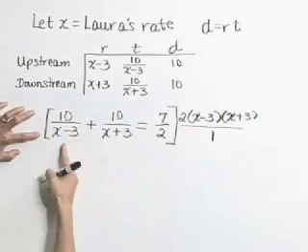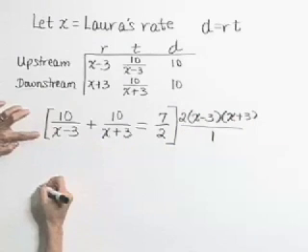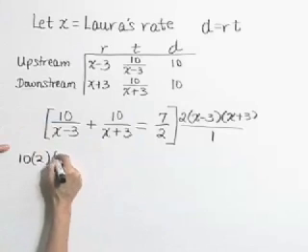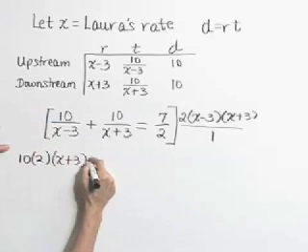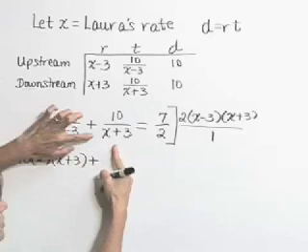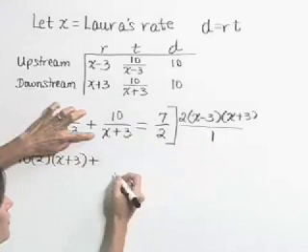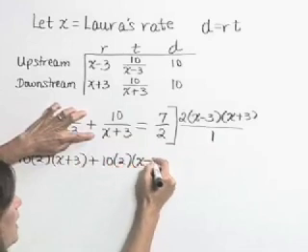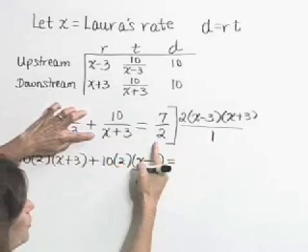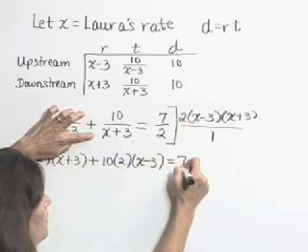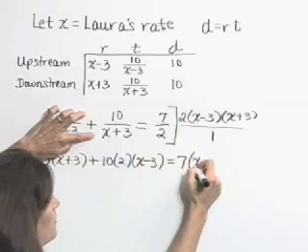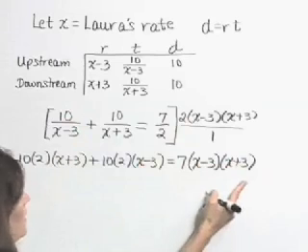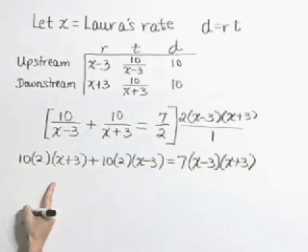So we take this times our first term, the x minus 3's cancel, leaving 10 times 2 times x plus 3. As we multiply times our second term, the x plus 3's cancel, leaving 10 times 2 times x minus 3. On the right-hand side, the 2's cancel, and this gives 7 times x minus 3 times x plus 3. Now let's solve this equation.